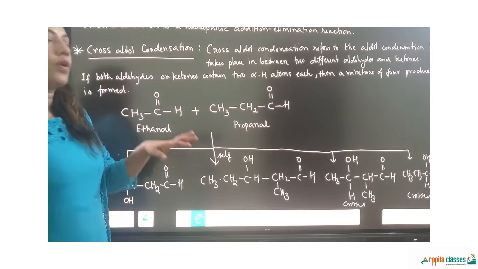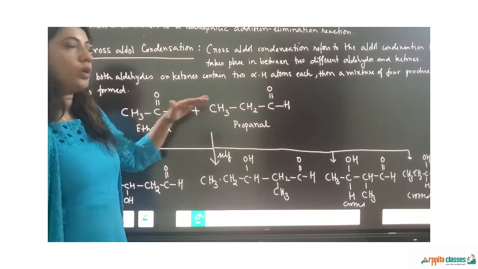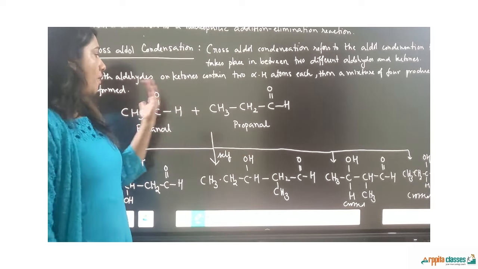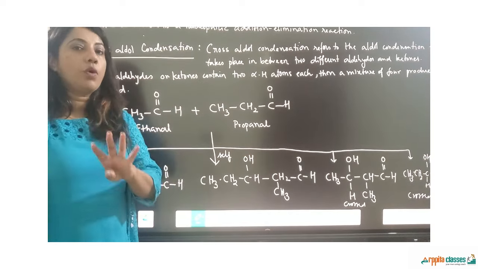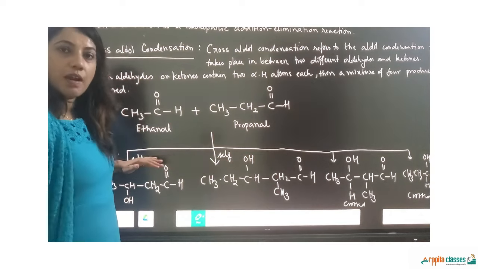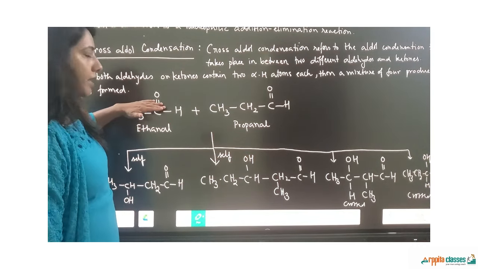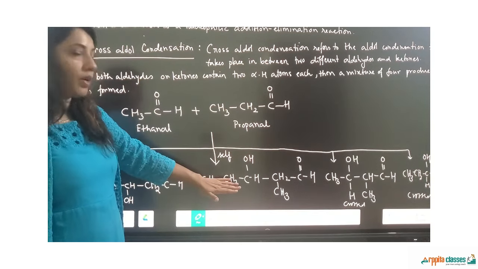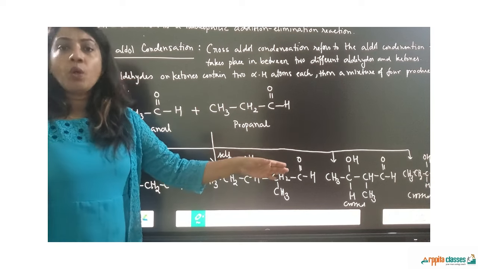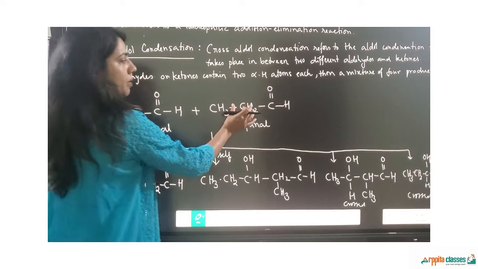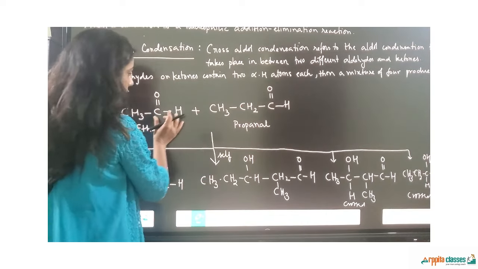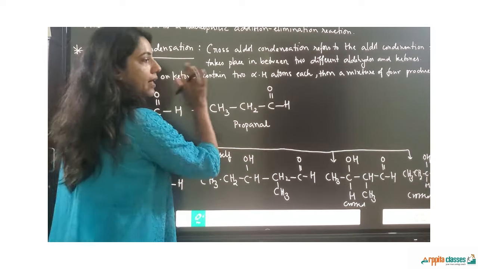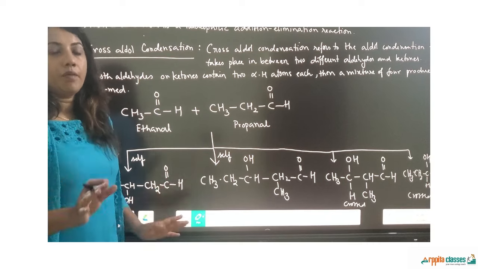So in case of cross aldol condensation, where we are taking two different aldehydes or two different ketones having alpha hydrogen atom, or one aldehyde and one ketone, we are getting four products. Two products which are self-condensation product. This is getting condensed with this, giving you this. This is getting condensed with this itself, giving you this. And two are cross product, where once this will be acting as a nucleophile and will get attached to this, and in the second case, this will be acting as a nucleophile and will get attached to this. So we are getting four different products.